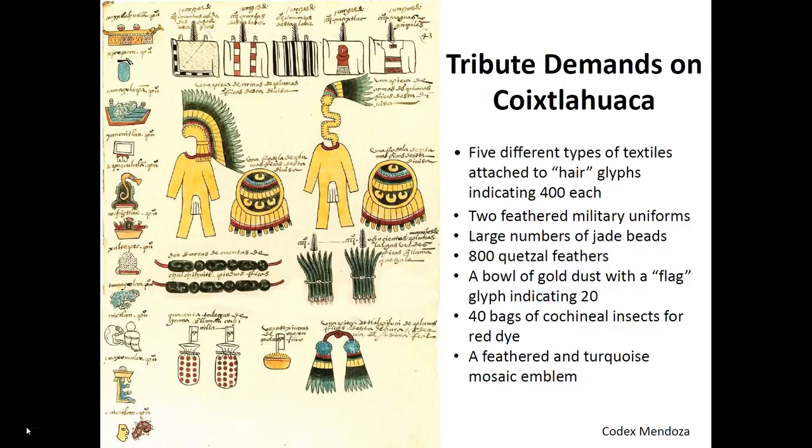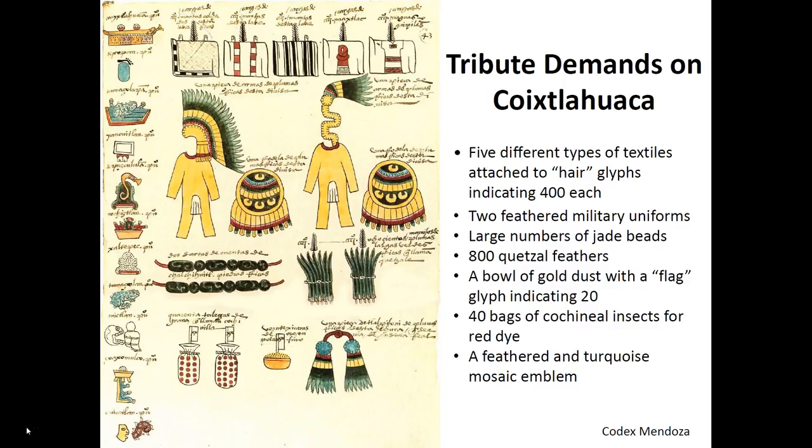Across the top, we see 5 different types of woven textiles with very specific designs. And there is a glyph on the top, sometimes called the hair or feather glyph, that indicates 400 of each were required. 2 feathered military uniforms were also required, and these were incredibly labor-intensive to produce.